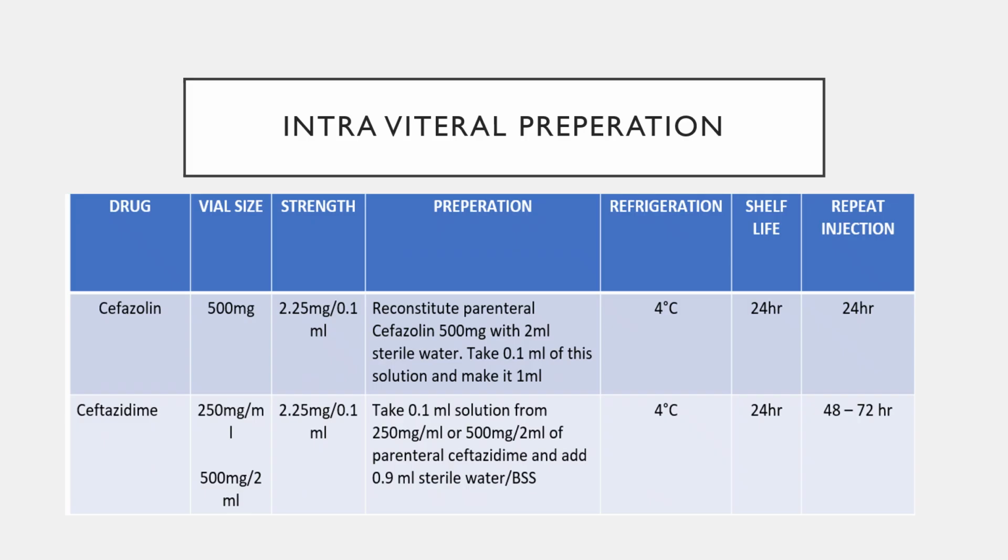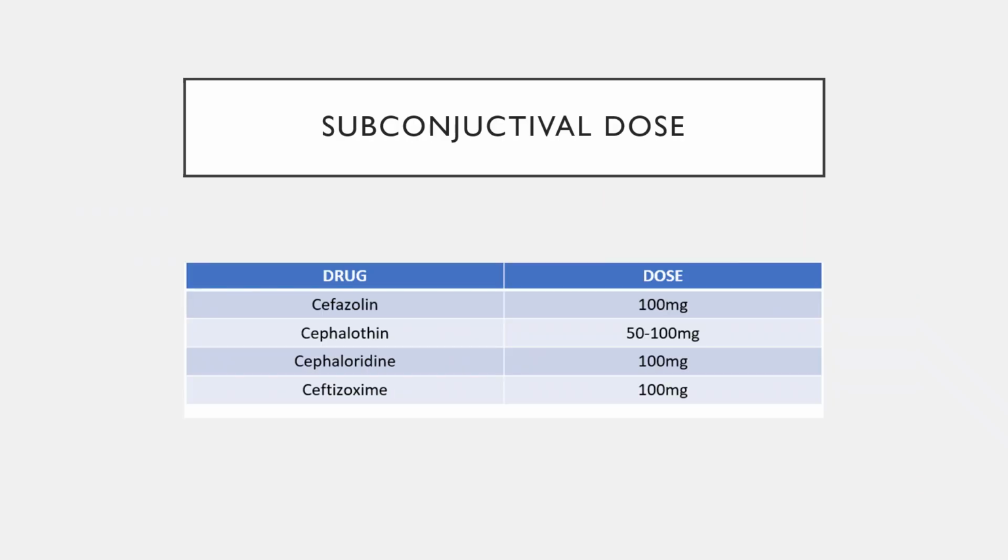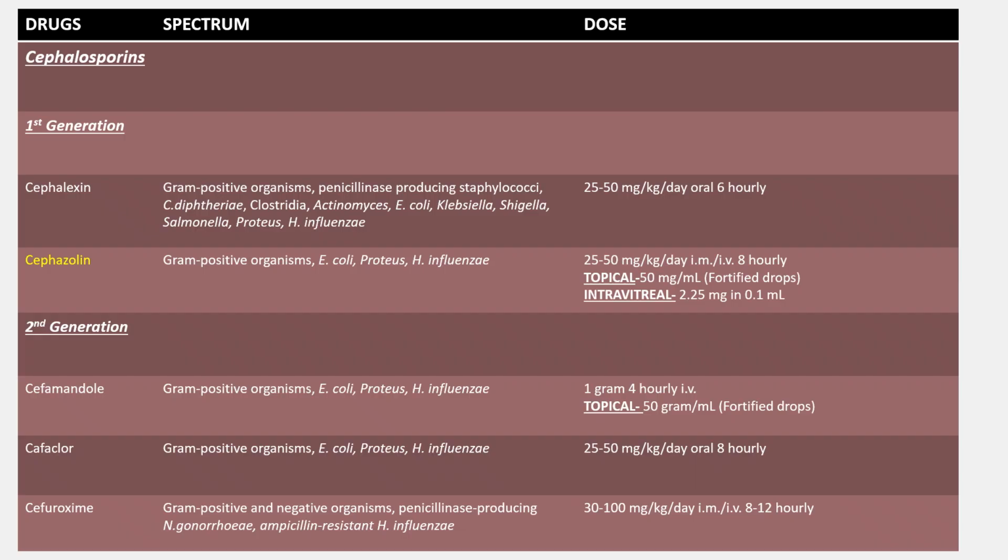Then intravitreal preparation of cefazolin: reconstitute parenteral cefazolin 500 mg with 2 ml of sterile water. We take 0.1 ml of this solution and make it up to 1 ml. Then come the subconjunctival doses. Cefazolin is given at 100 mg, cephalothin 50 to 100 mg, cephaloridine and ceftriaxone are given in 100 mg doses.